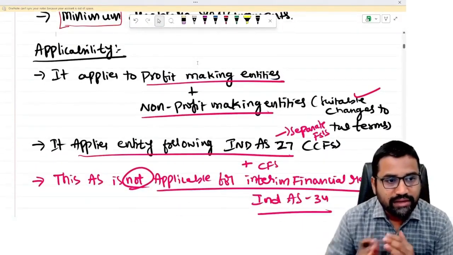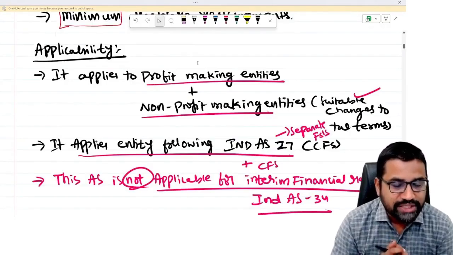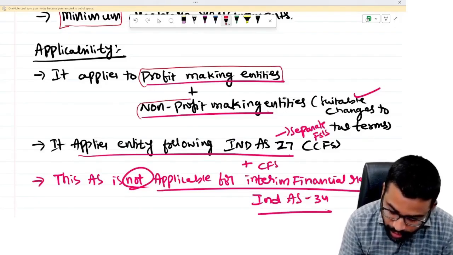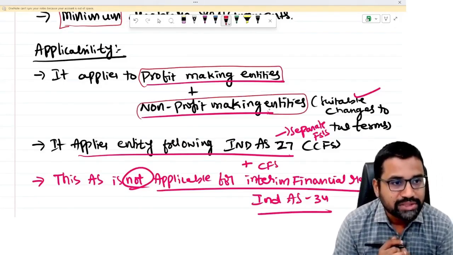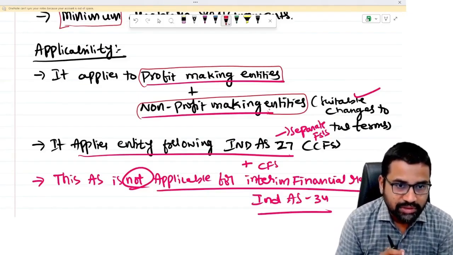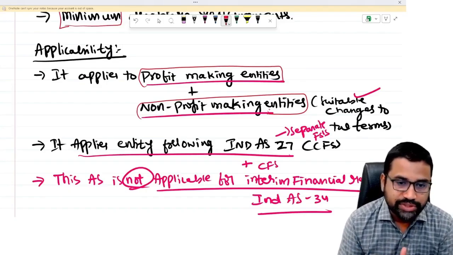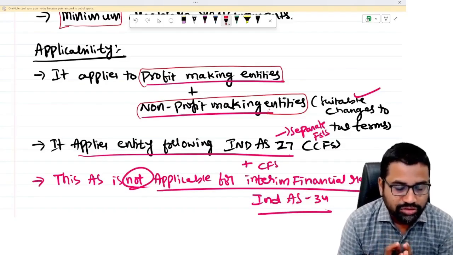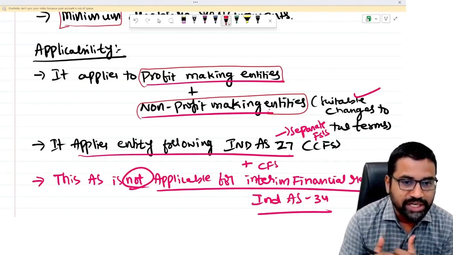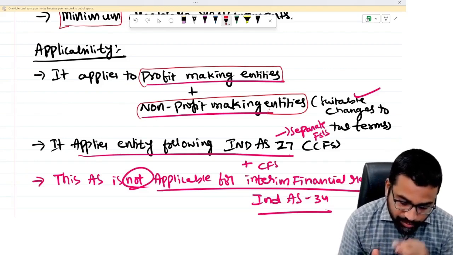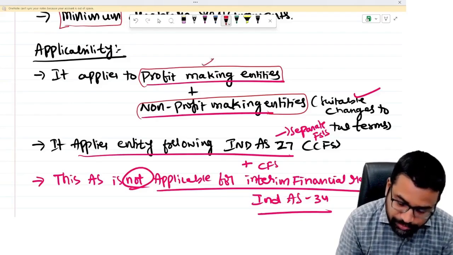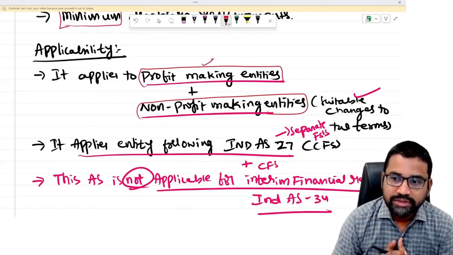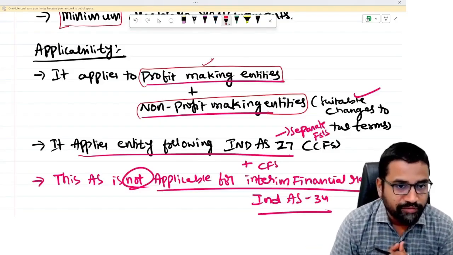Now applicability. Is Ind AS 1 applicable to every organization? Yes. Be it a commercial organization like a profit making entity or a non-profit making entity, NPOs, Section 8 companies, for everyone this standard is applicable. Of course, we have to make suitable changes to the terms when applying this standard to non-profit entities, because the terminology of the components of financial statements in non-profit organizations may be a little bit different. Therefore, this standard is prescribed keeping in view profit making entities, I mean the terminology we use for profit making entities. And of course, this is applicable equally for non-profit making entities also.